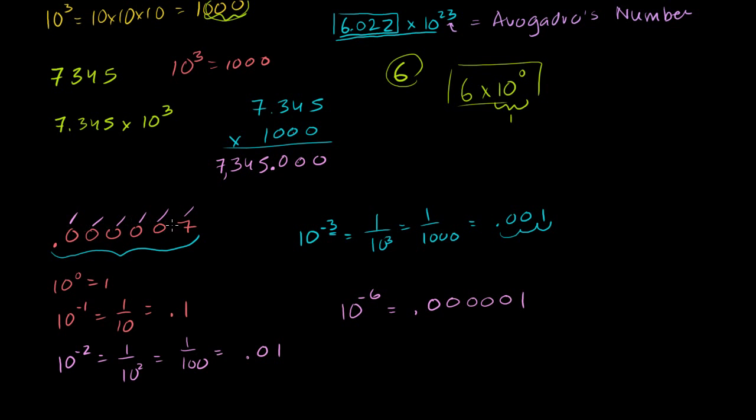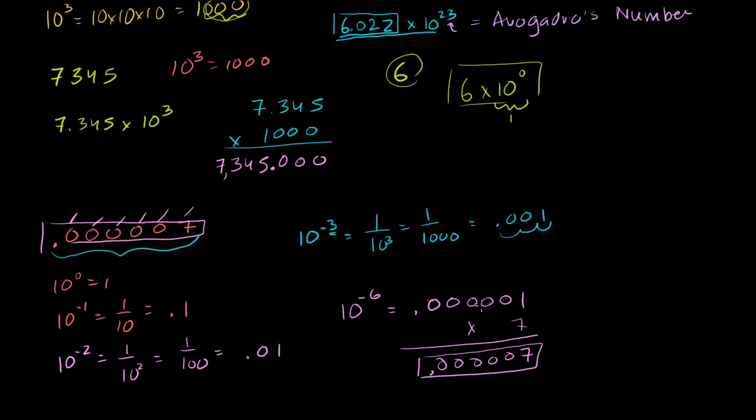Now, this number right here is 7 times this number, right? If we multiply this times 7, we get 7 times 1, and then we have 1, 2, 3, 4, 5, 6 numbers behind the decimal point. So this number times 7 is clearly equal to the number that we started off with. So we can rewrite this number. Instead of writing this number every time, we can write it as 7 times this number. But this number is the same thing as 10 to the minus 6. So it's 7 times 10 to the minus 6.